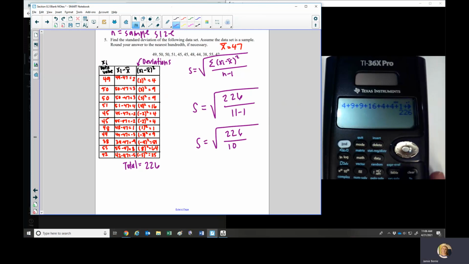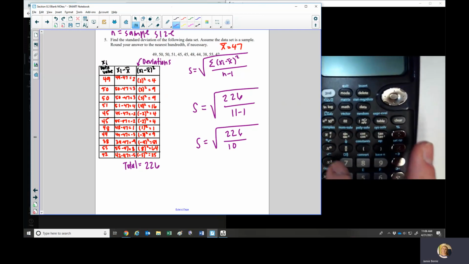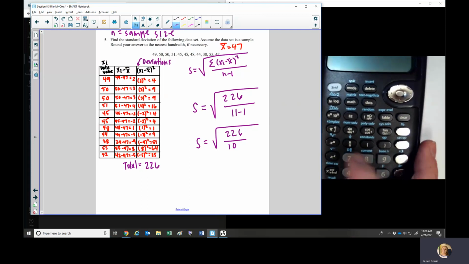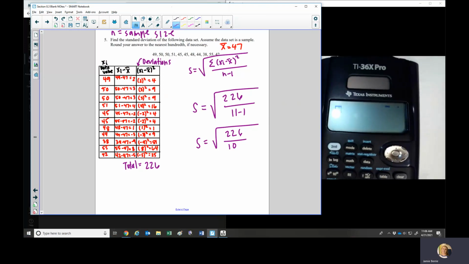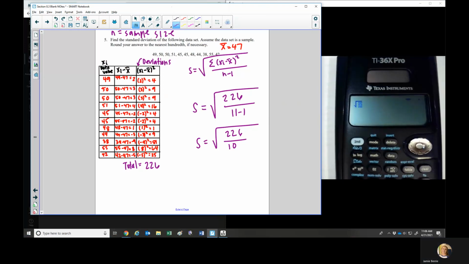Now all we have to do is type this in our calculator. Second x squared brings up a square root. So it's the square root of a little fraction, 226 over 10. There you go. Round to the nearest hundredth, so that's two decimal places. So it's 4.75. That's it.